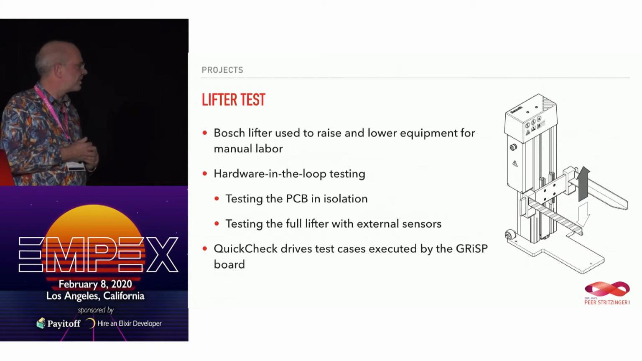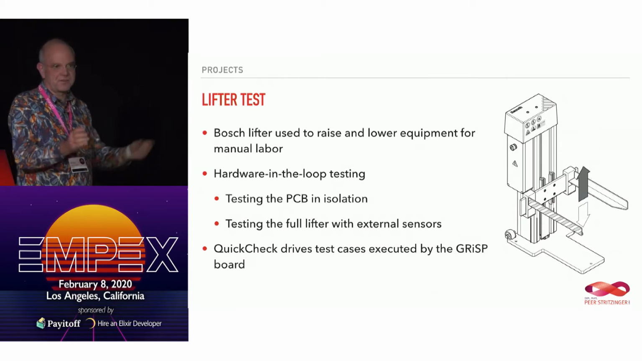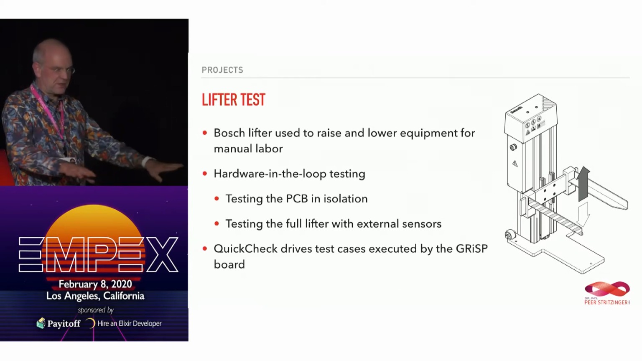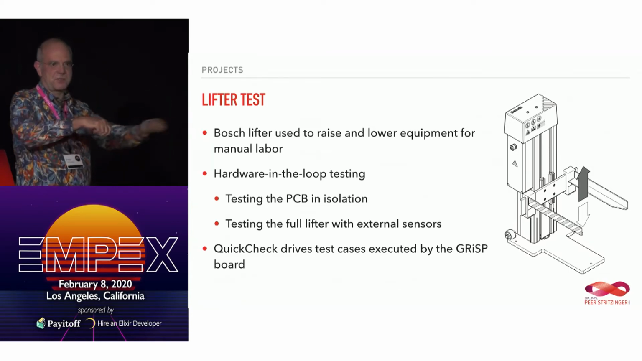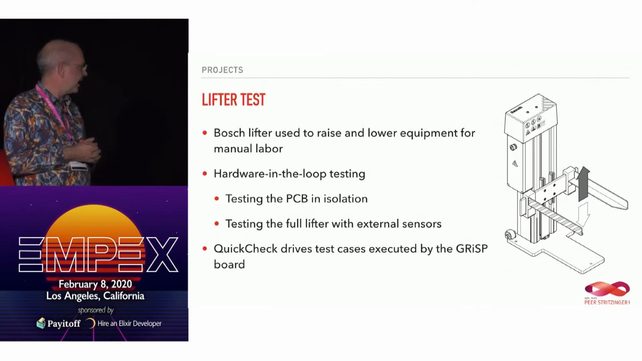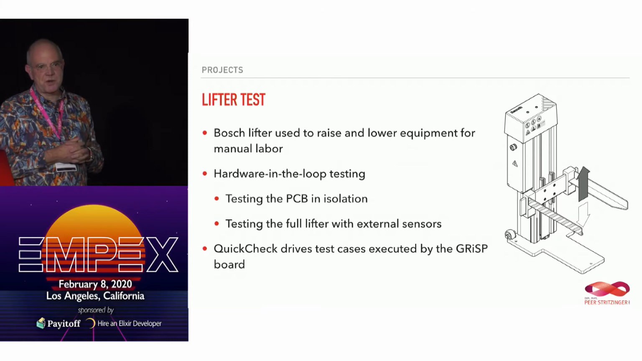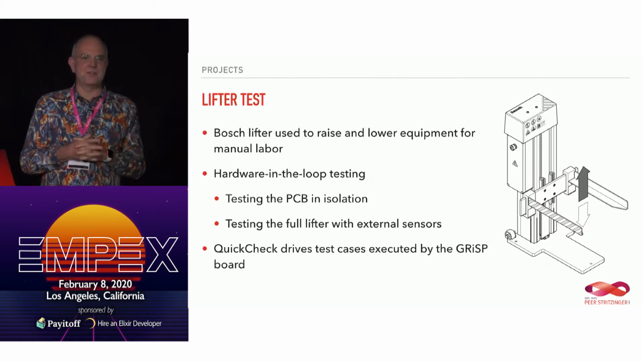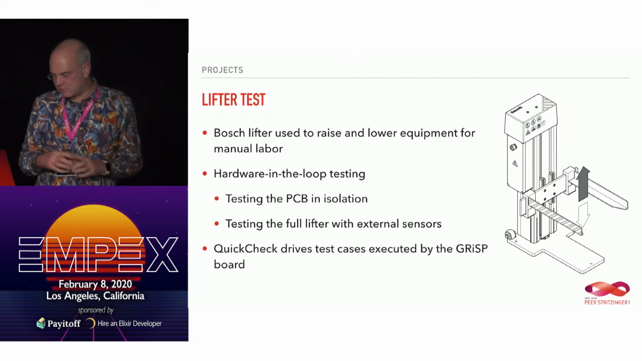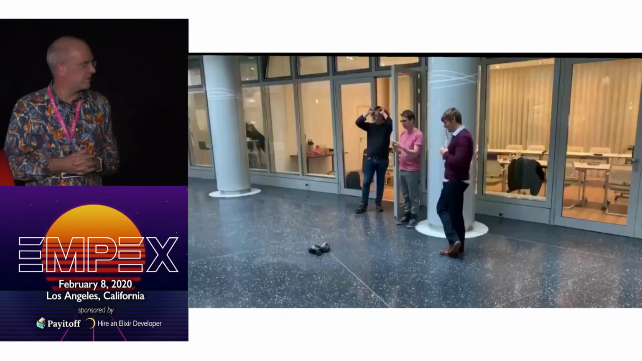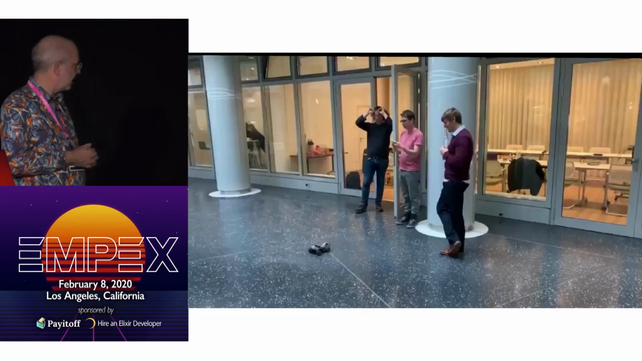Another project we did, we have this lifter test. That's a case lifter in manufacturing, lifting up cases with a sensor so you don't have to go down all the time, so you can just pick your stuff. And they had quality problems with this thing. We tried out a pilot project using QuickCheck, doing hardware in the loop testing on the PCB of the lifter, and then on the lifter itself, basically generating a minimal test. I can't go more into that. Actually, it worked quite well. And we used the GRiSP board to talk to the hardware.